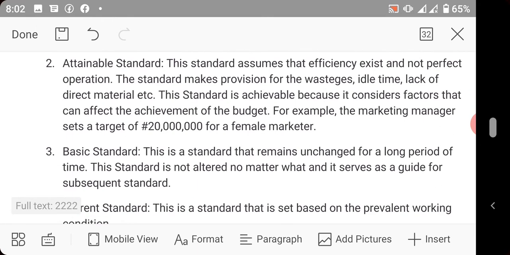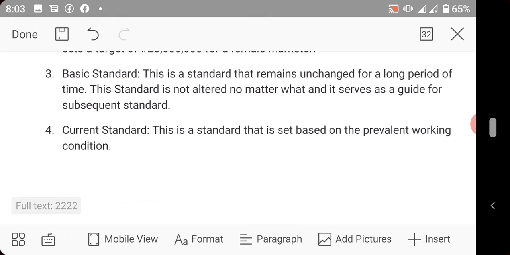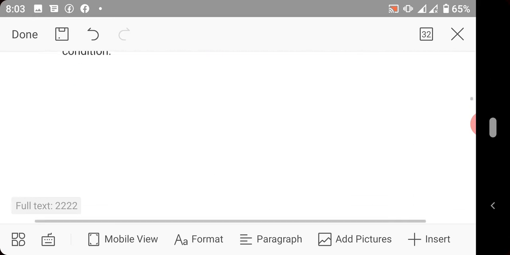Now, basic standard is a standard that is prepared at the commencement of the year and is not reviewed until the year end. So it does not change. In fact, it is a standard for a long period of time. Current standard is a standard that reflects the current operation position of the entity.